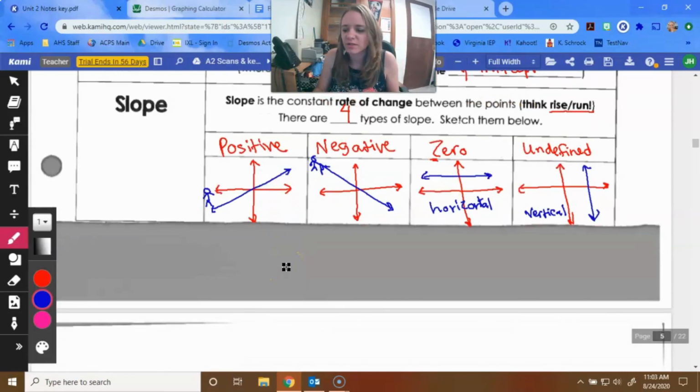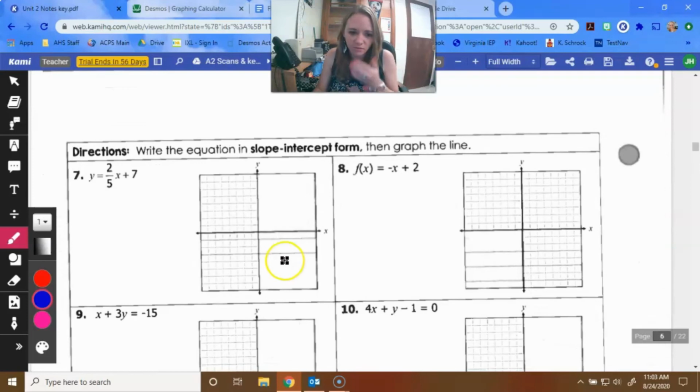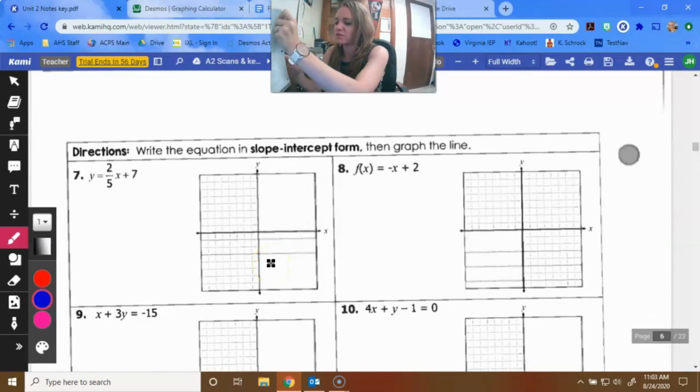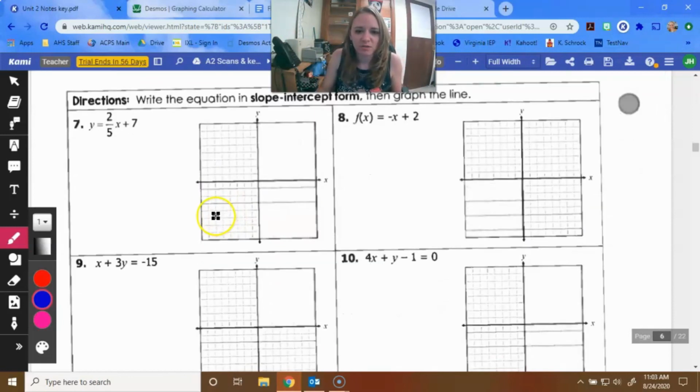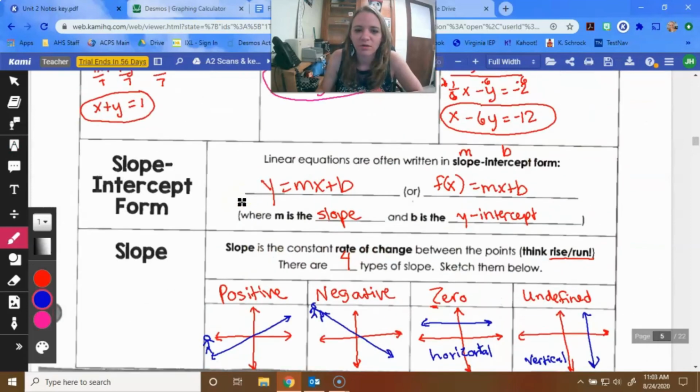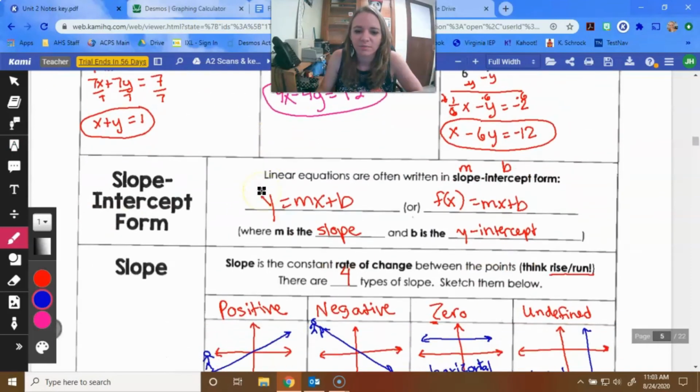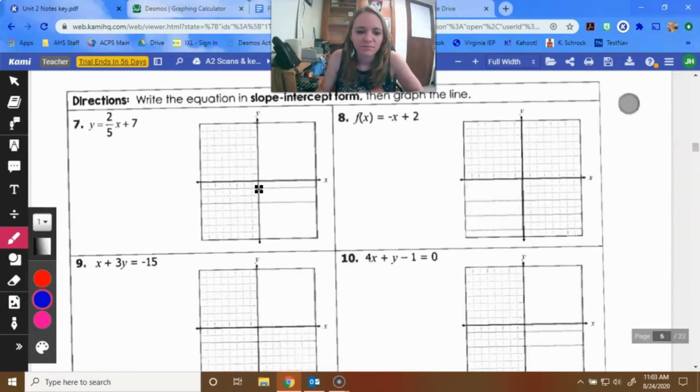Okay, moving on. Now we're going to practice some slope-intercept form and a little bit of graphing, just a little bit to get us started. First, we're going to do slope-intercept form and then graph the line. There are no other conditions that we have to worry about like we did with standard form. So really with number 7, it's all good to go and ready to graph. Nothing needs to change with that.